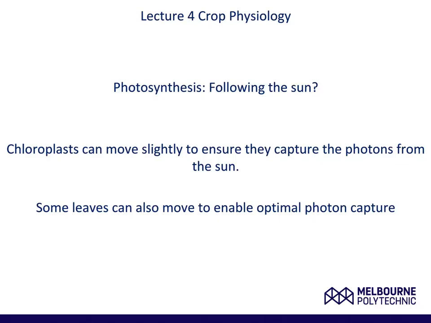Another adaptation that occurs in some species of plants is that the leaves will move. That is, they can change their angle to enable optimal photon capture. When a plant can move, it is called a tropism. When a plant or a leaf moves and follows the sun, it is called phototropic. If you've ever seen a sunflower follow the sun, this is a great example of phototropism.